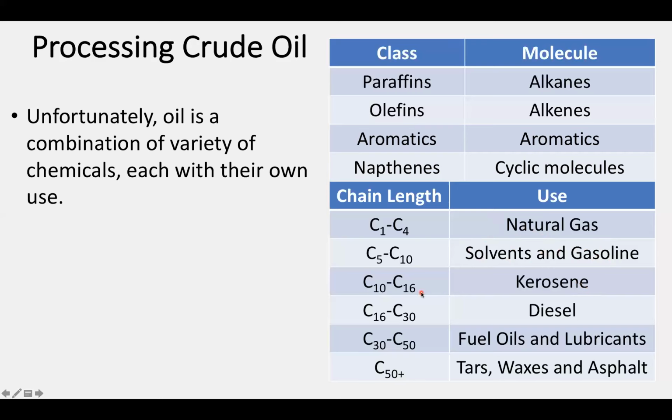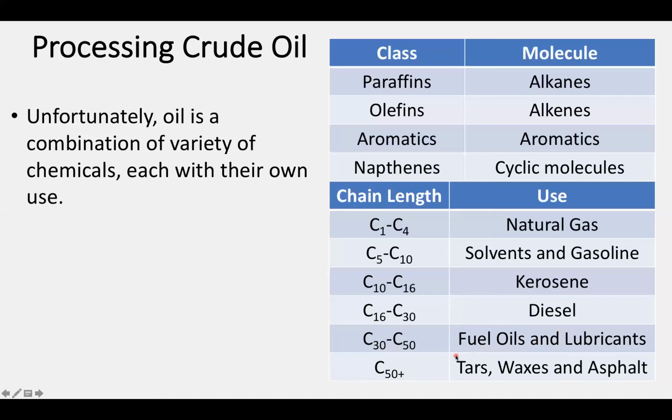Kerosene eats up this middle area of C10 to C16. This also makes pretty good jet fuel. Your classic diesel is made up of C16 to C30, so much more heavy carbons. Fuel oils, which is what's often used in, say, something like a factory or on an ocean-going cargo ship, where you can have a much bigger combustion engine, tend to be much heavier. But at this point, you're also getting into a lot of your lubricants.